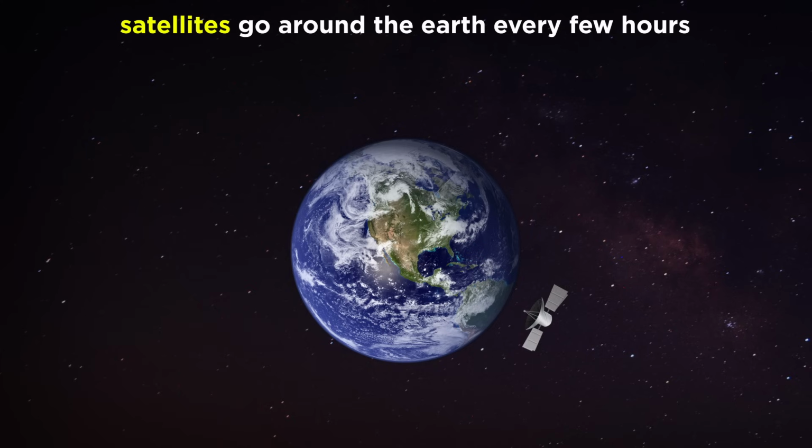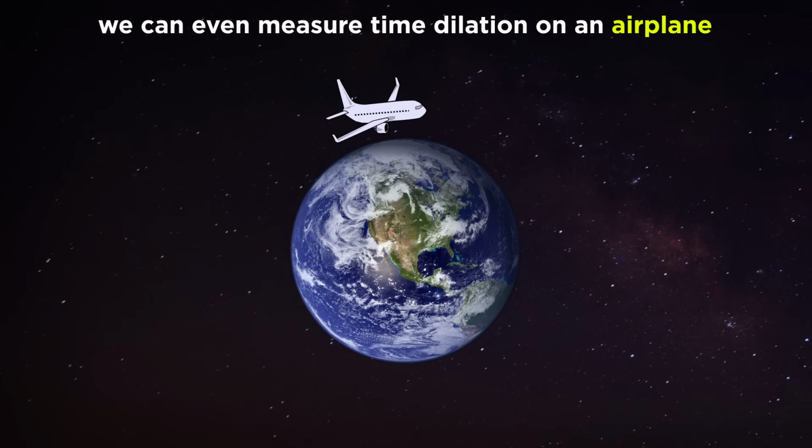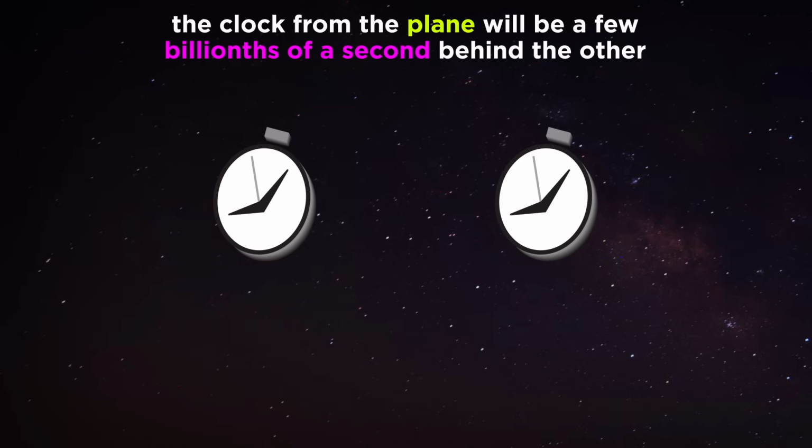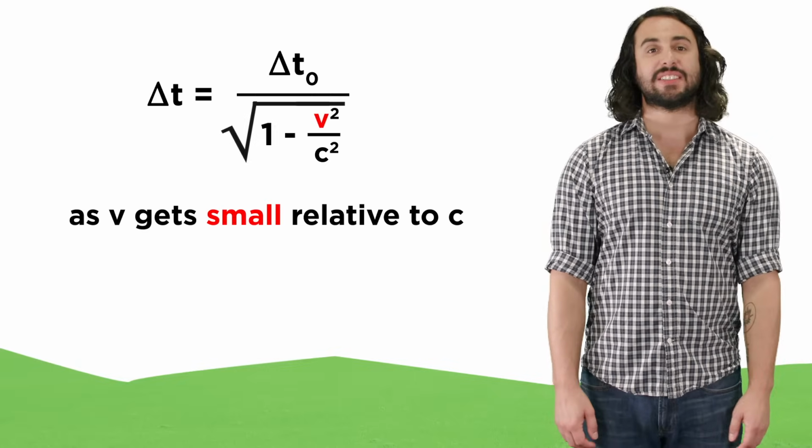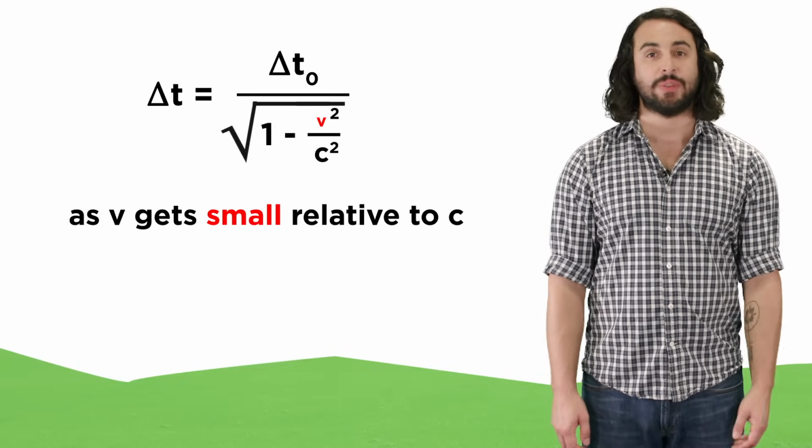Of course, satellites move very fast, going around the Earth in a couple hours. But even for an object moving more slowly, like a plane, time dilation still occurs and has been measured with ultra-precise clocks. If one clock stays on the ground and another one goes in a plane that flies around the Earth, these two clocks will show a discrepancy after the long flight of a few billionths of a second. Not a big difference, but we can still measure it and see that it precisely matches the prediction made by special relativity.